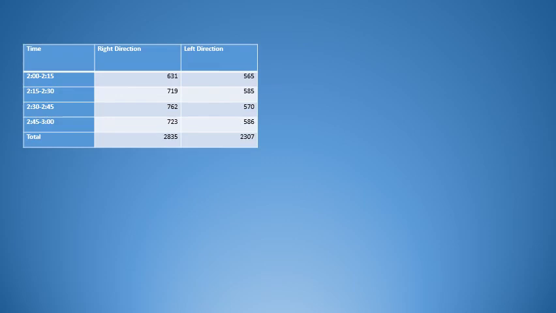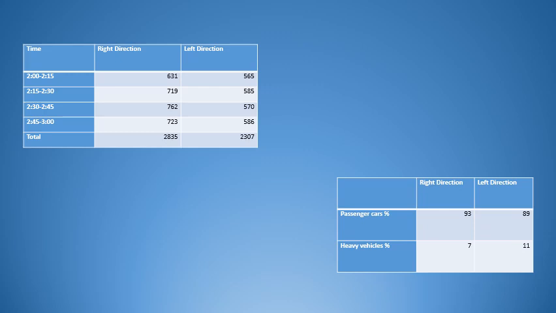We combined the passenger cars and the heavy vehicles from the right direction and the left direction. The total number of vehicles for the right direction is 2,835, and the total number of vehicles from the left direction is 2,307. And then we found the percentage of passenger cars and heavy vehicles for each direction. In the right direction, the passenger cars are 93% and the heavy vehicles are 7%. And from the left direction, the passenger cars are 89% and the heavy vehicles are 11%.